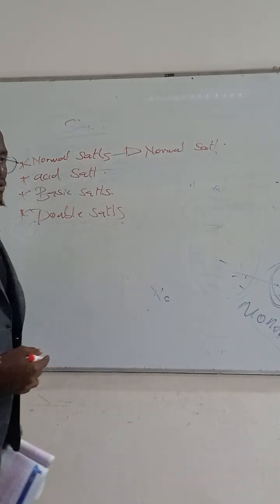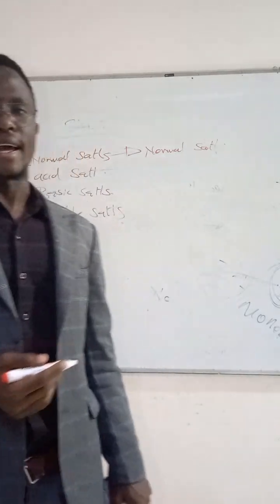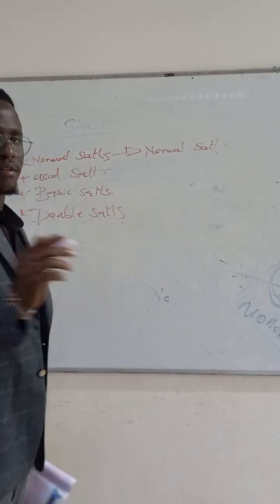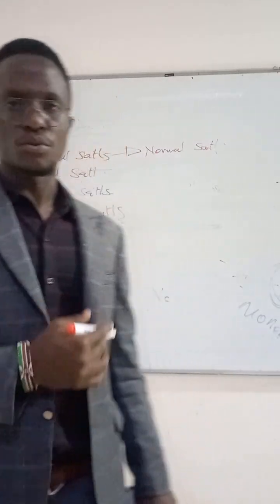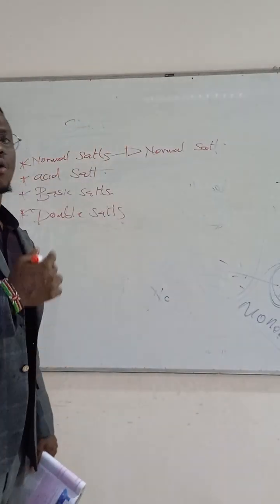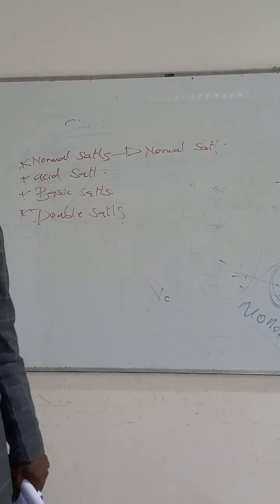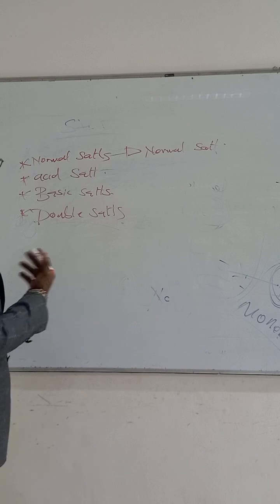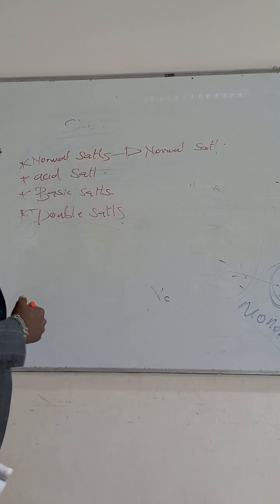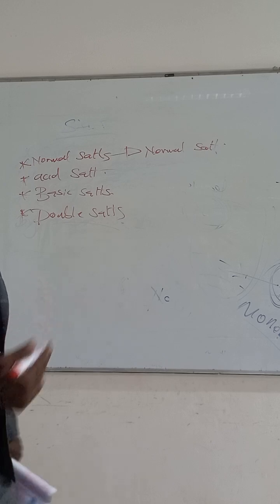What about double salt? This is a salt that has two different anions or cations. So today, students, we have defined what a salt is: a substance that is formed when hydrogen ions in an acid are wholly or partially replaced by a positive ion. And I've mentioned the different types of salt. We have four: the normal salt, acidic salt, basic salt, and double salt.